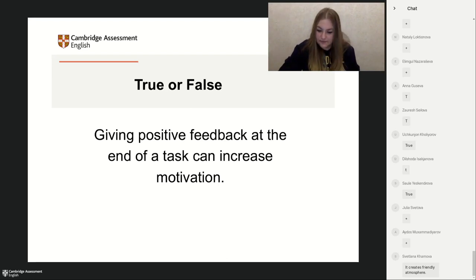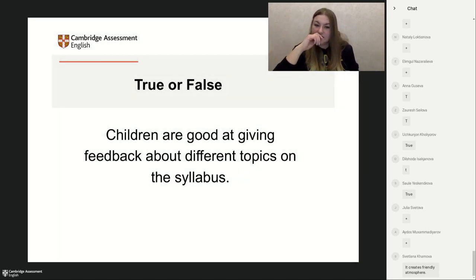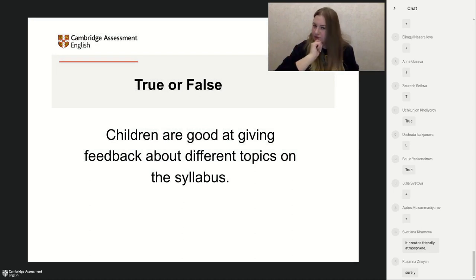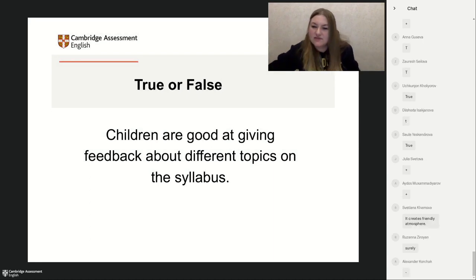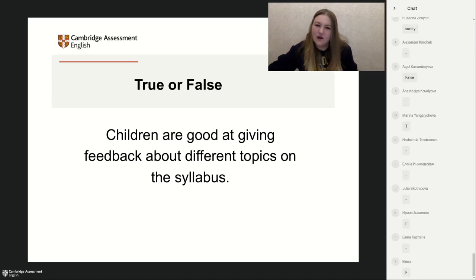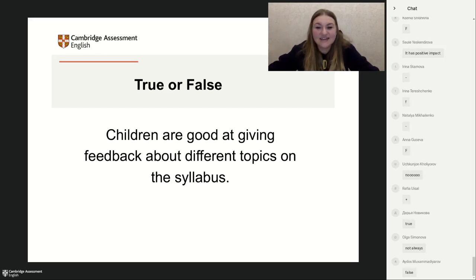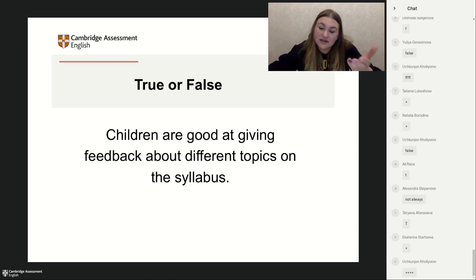Yeah, I agree. The next one: children are good at giving feedback about different topics on the syllabus. What do you think? Yeah, it creates a friendly atmosphere, right, Svetlana? Do you think it's false? Children are good at giving feedback about different topics on the syllabus. Yeah, it has a positive impact, I agree. Anyway, it's true. It helps the teacher to identify children's likes and dislikes.